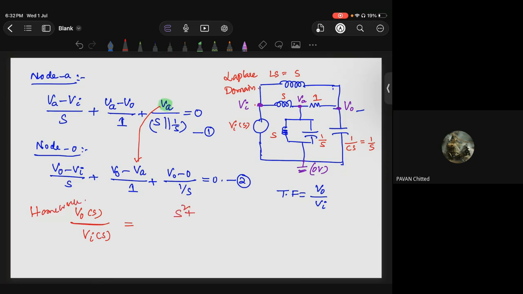So S square plus 2S plus 2 divided by S power 4 plus 2S cube plus 3S square plus 3S plus 2. You can do that. You can also find the poles and zeros also. Okay, clear? Any queries? No, sir.